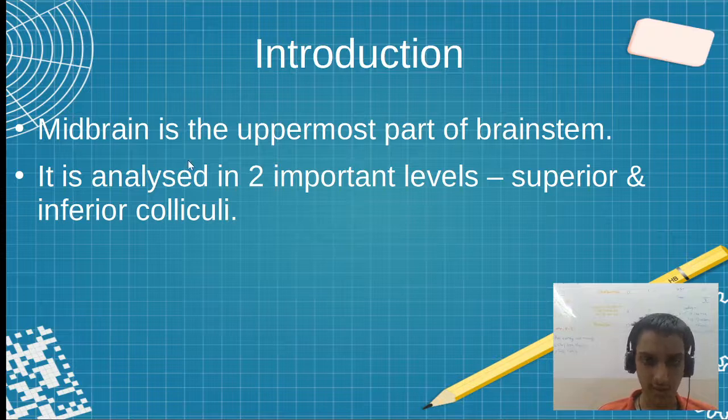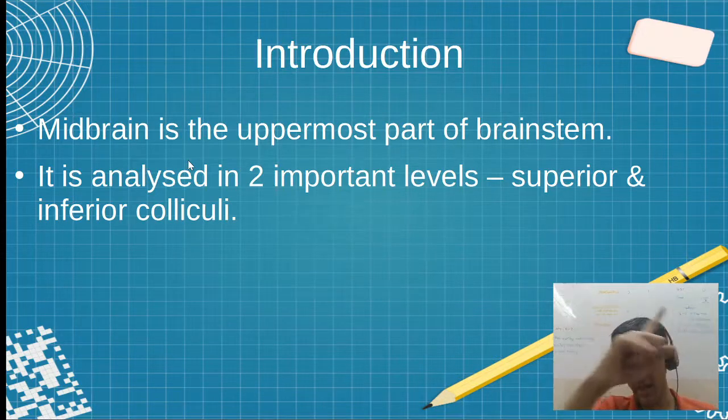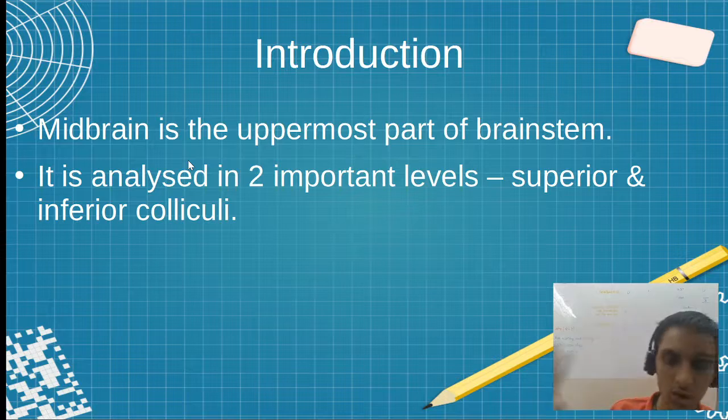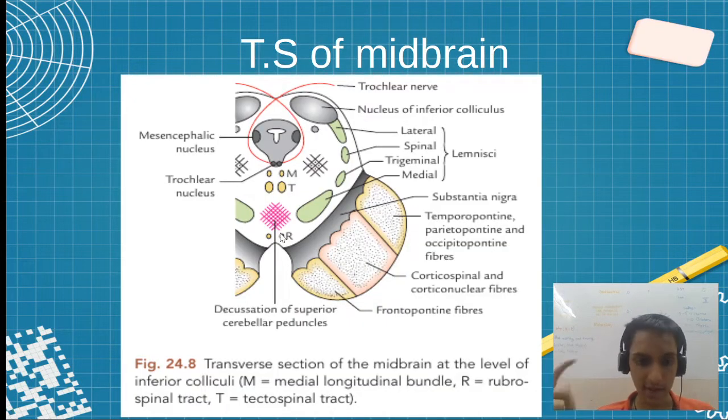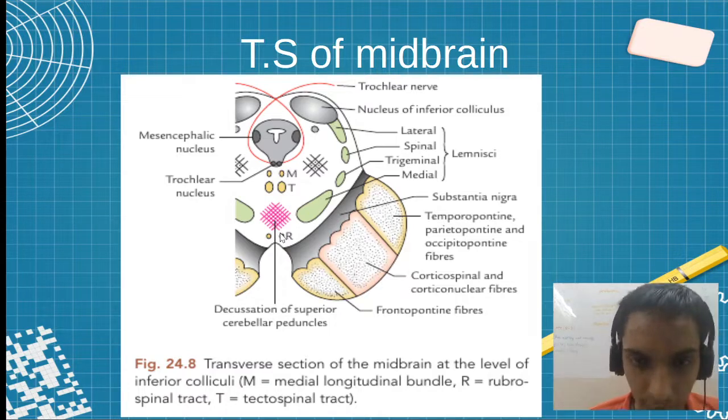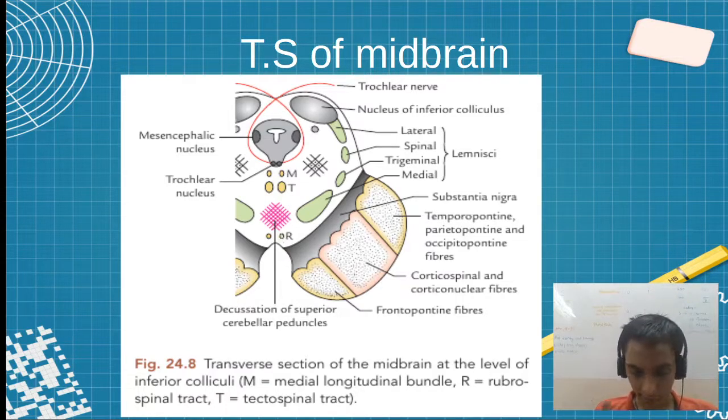So midbrain, as we know, is the upper component of the brainstem. I told you at the start of the video, we will analyze in two sections, superior and inferior colliculus. It's very easy. Let me explain. Right. So let us see at the level of inferior colliculus. So we will see now, here we have the trochlear nerve. That is why this capital T is there here. Trochlear nerve. So that is why we have this capital T. Okay. So this is a ribbon shaped trochlear nerve.